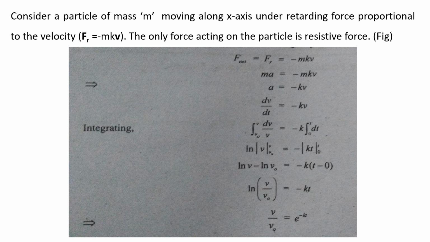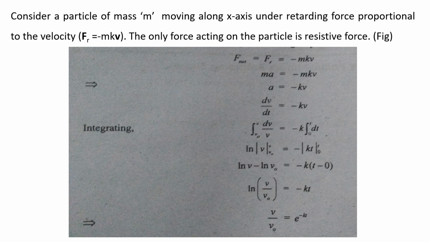We know that acceleration is equal to dv over dt, so substituting that value we get dv over dt is equal to minus kv. Integrating that equation and applying the limits of v naught to v, we get the integral from v naught to v of dv over v. Rearranging, the equation is equal to minus k times the integral from 0 to t of dt.